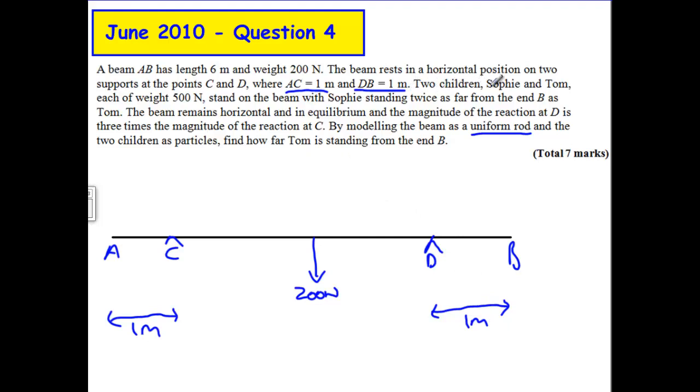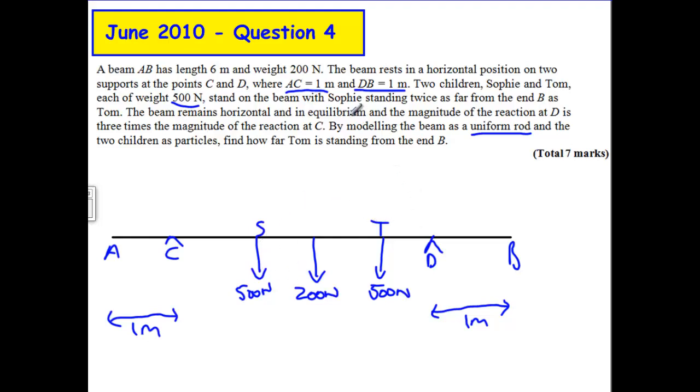Next part of information: two children, Sophie and Tom, each of weight 500 newtons, stand on the beam, with Sophie standing twice as far from the end B as Tom is. So Sophie will be somewhere over here, and Tom is much closer because Sophie is twice as far. So if I draw an arrow down of 500 newtons, this can represent Tom, and twice as far from the end B, so roughly about here, is Sophie, and she also weighs 500 newtons. So I'm going to have that force acting down as well.